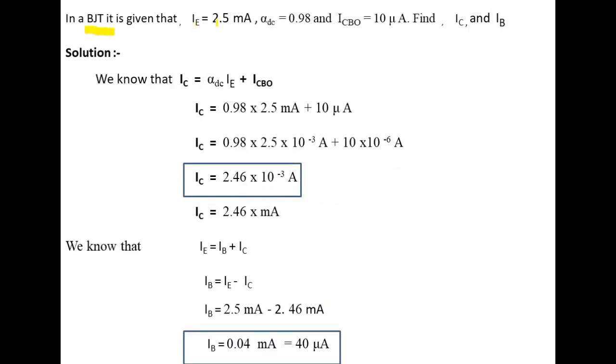Now come to some numerical problems. In a BJT, it is given that emitter current IE is equal to 2.5 milliampere.